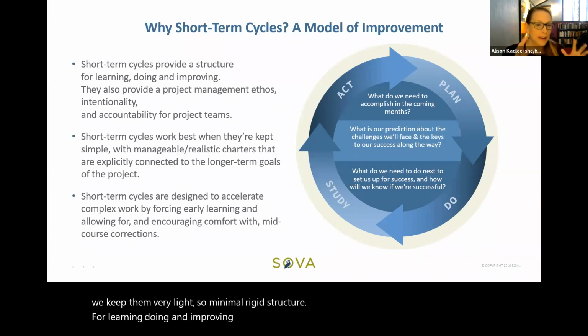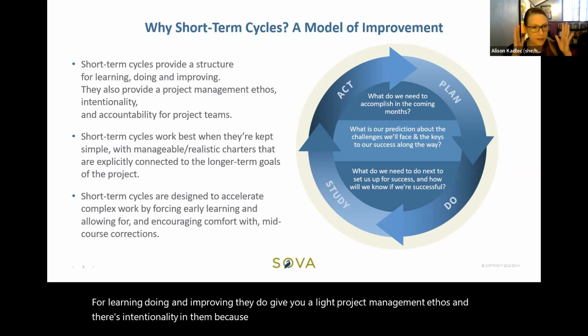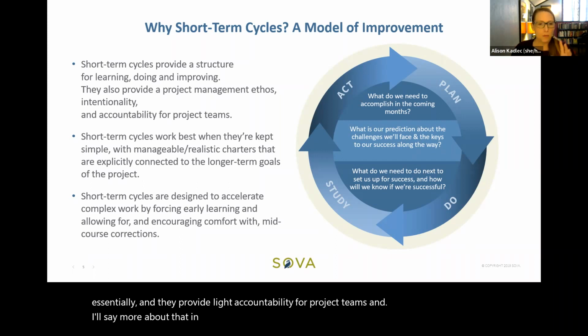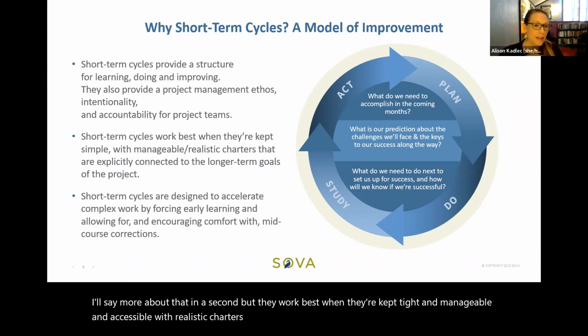They do give you a light project management ethos, and there's intentionality in them because they're clear, they're structured, and they're bite-sized essentially. And they provide light accountability for project teams. And I'll say more about that in a second, but they work best when they're kept tight and manageable and accessible with realistic charters.